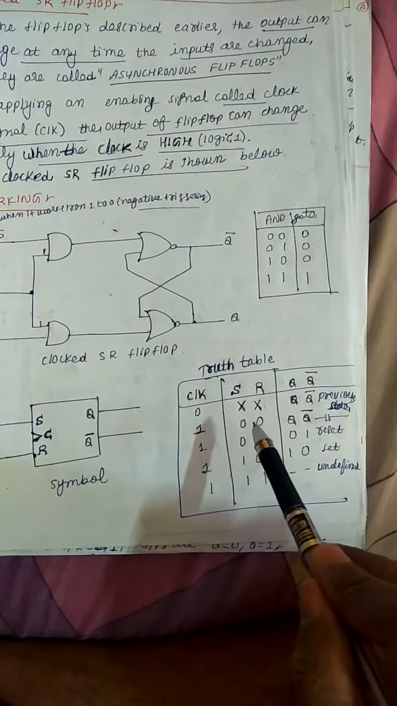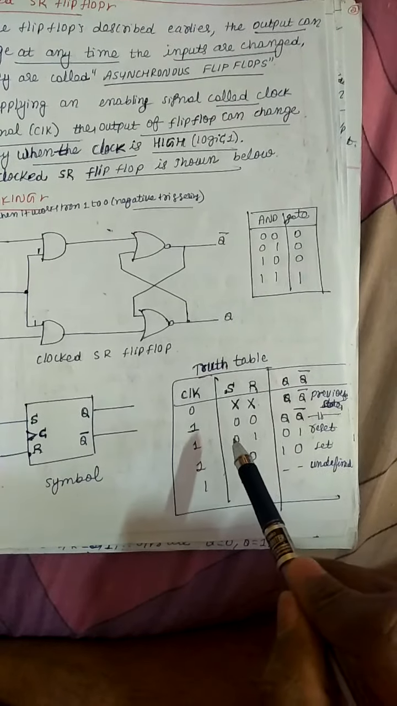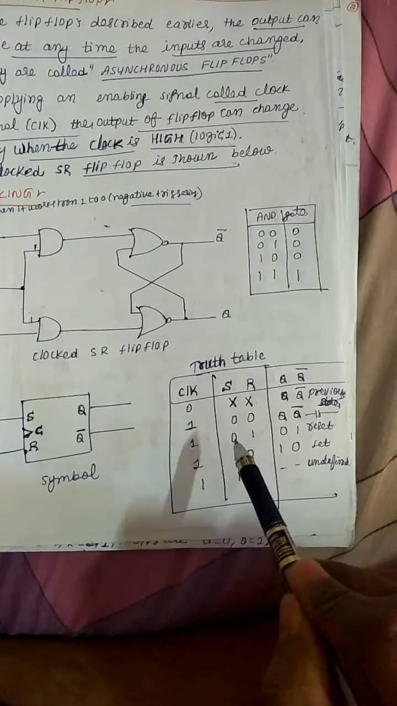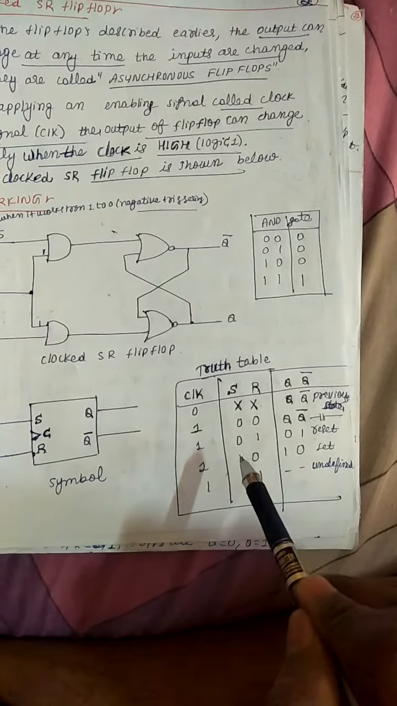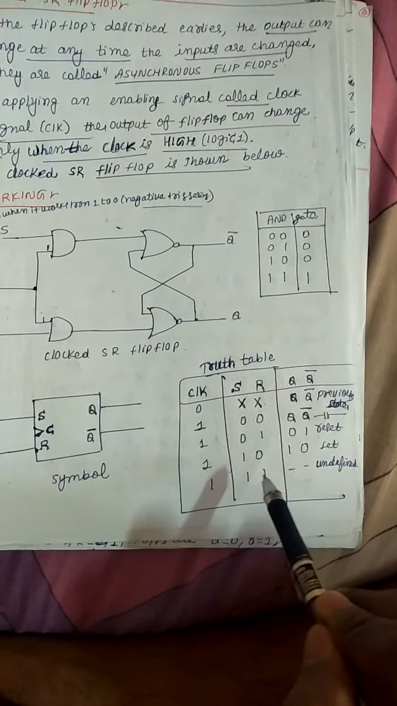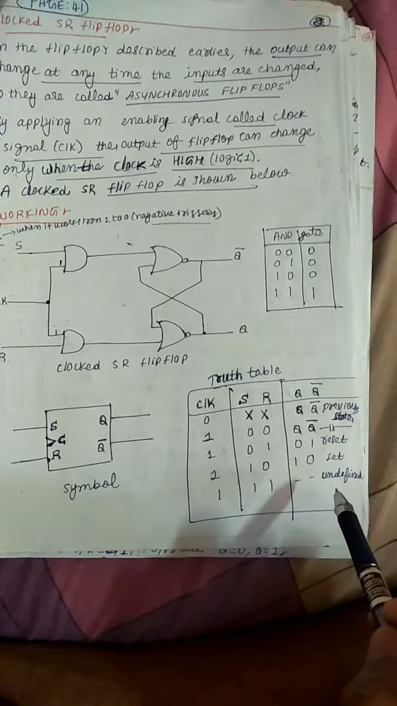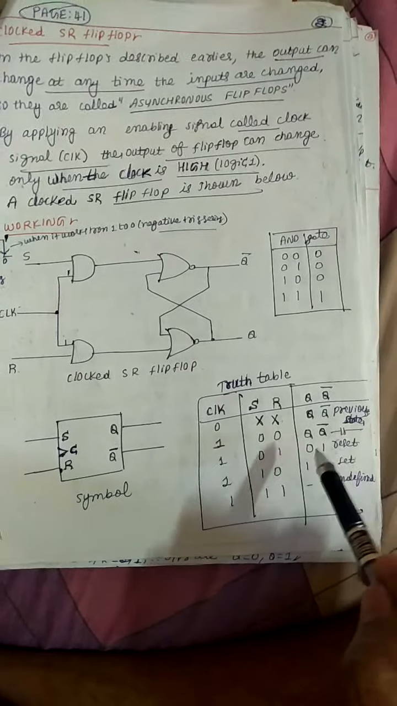That is, if S and R are 0, 0, the previous state output will be retained. If S and R are 0, 1, reset condition, Q is 0. 1 and 0 means set condition, Q is equal to 1. If both are 1, it is an undefined state. Okay, so now we will have a look at any one of the two conditions.